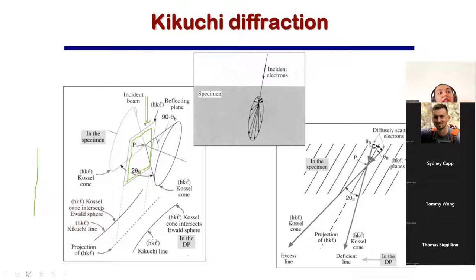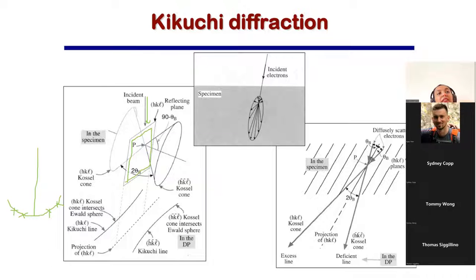Now, what is the Ewald sphere actually? The Ewald sphere is a kind of sphere where it contains all the diffraction spots. For practical purposes, when you see it on the microscope, you don't need to know this. You only need to know that you are seeing a Kikuchi line. And the Kikuchi line is what? It is actually your plane. The center of the Kikuchi line is your plane. That's what you have to remember.